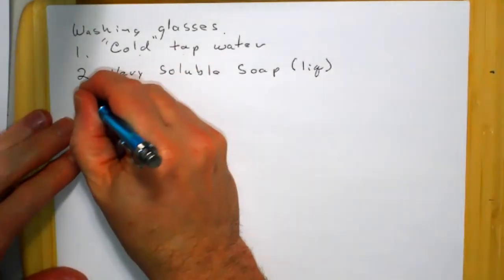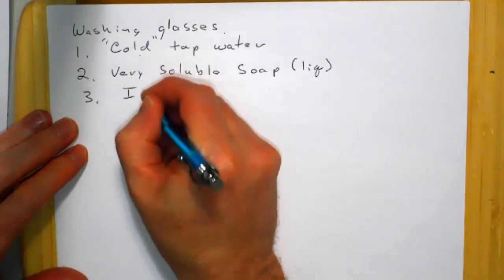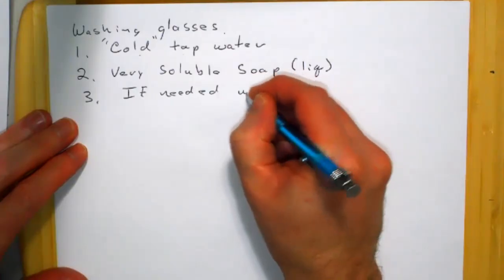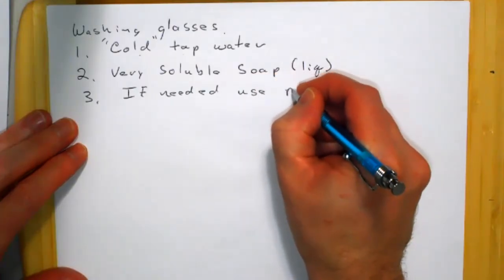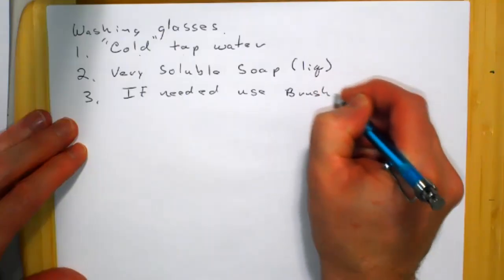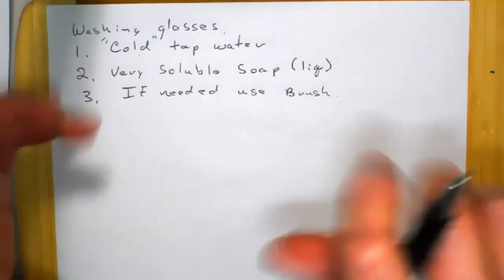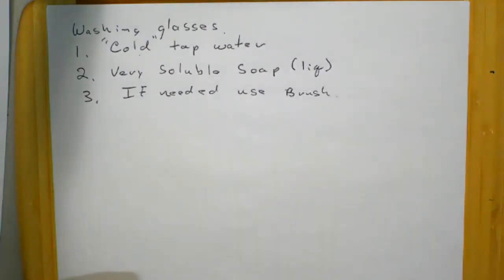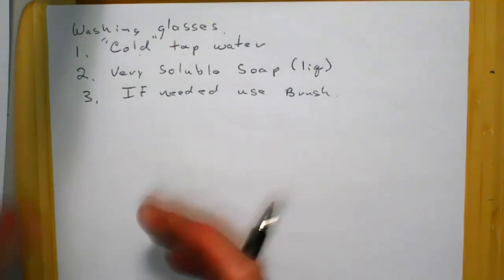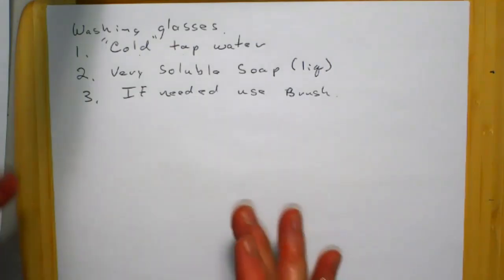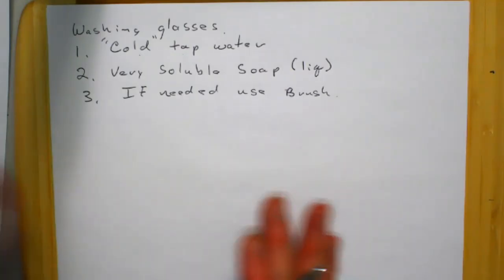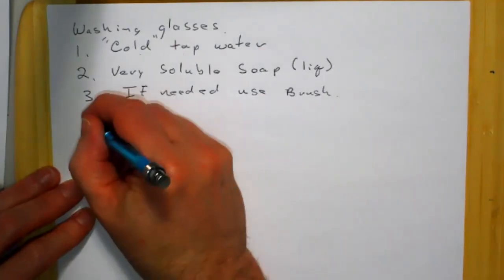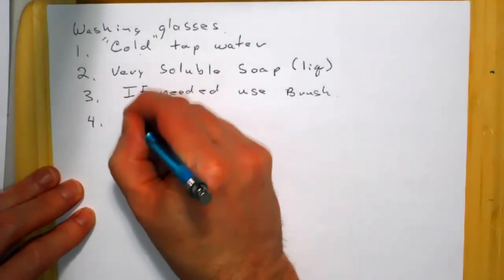And then three, if needed, use a brush. The burettes have a special brush for cleaning. They're the ones that usually need brushing. The burettes really need to be cleaned. The Erlenmeyer flasks you're going to use are washed so many times that they're usually clean to start with and clean to finish with. And then four, rinse with tap.